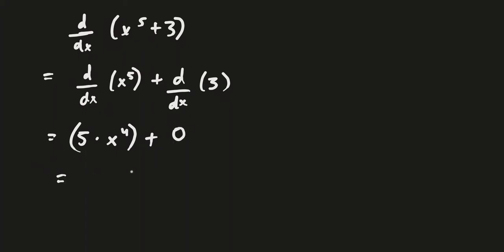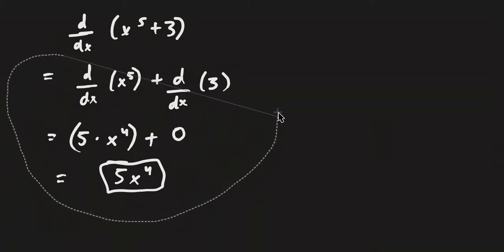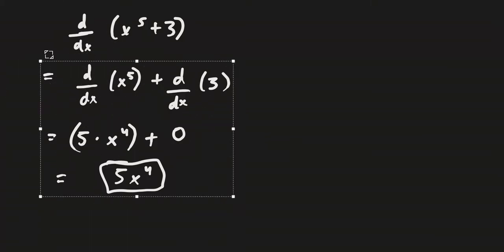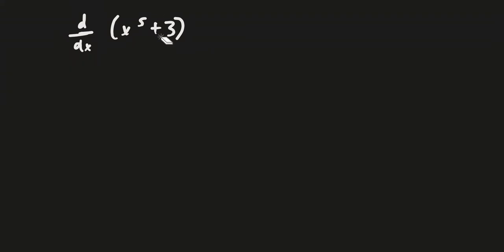So this is just equal to 5 times x to the fourth power. And that's your answer. So let's do another example. So let's say that I wanted to find the derivative of 2 times x to the third power plus 5 minus 3x. So how would I do this?